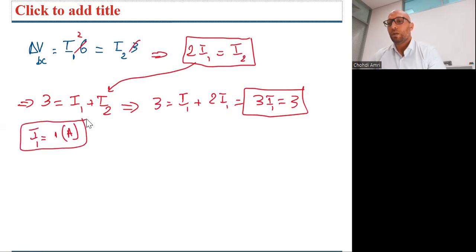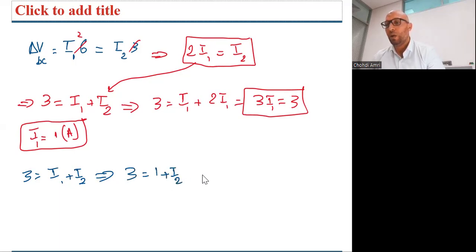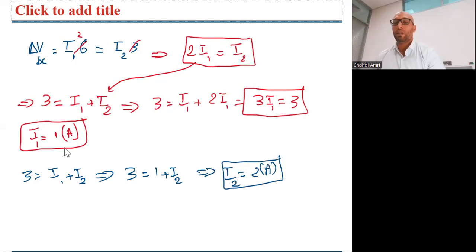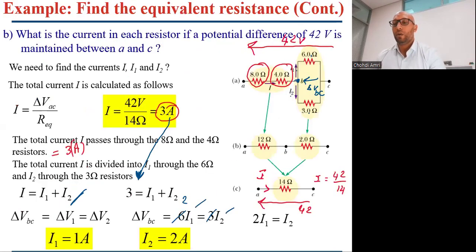Okay. So to calculate I2, we know that 3 equal I1 plus I2. So that means 3 equal 1 plus I2. So I2, as a result, will be 3 minus 1, which is 2 ampere. And like that, we already calculated the 3 currents going through each individual resistor in the circuit. We are done.